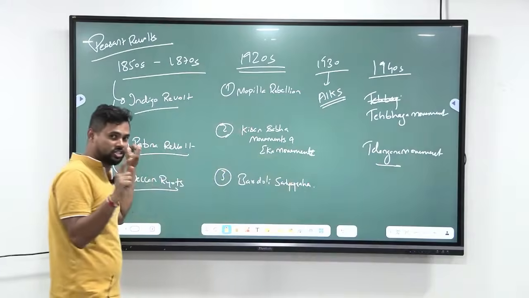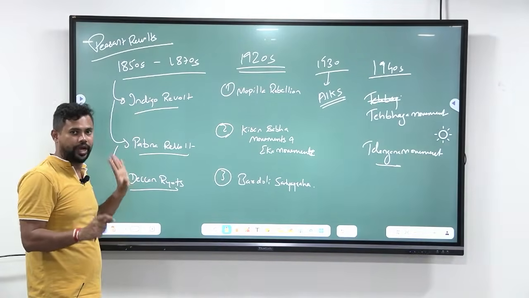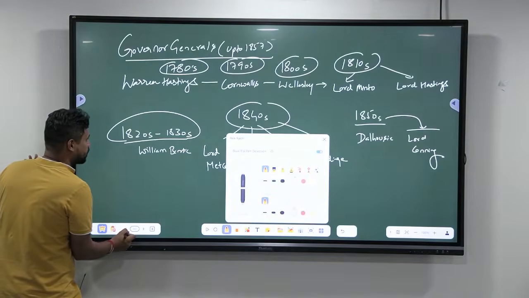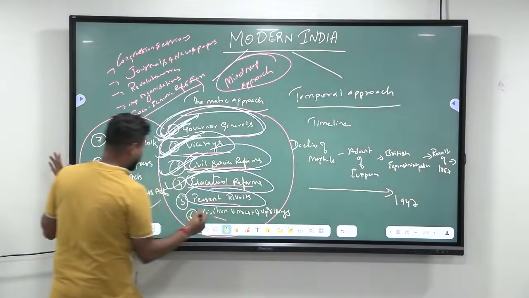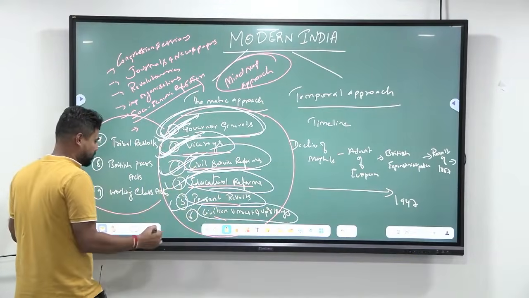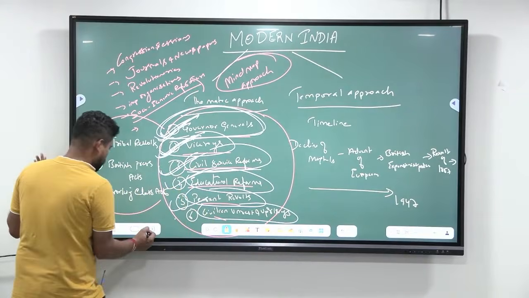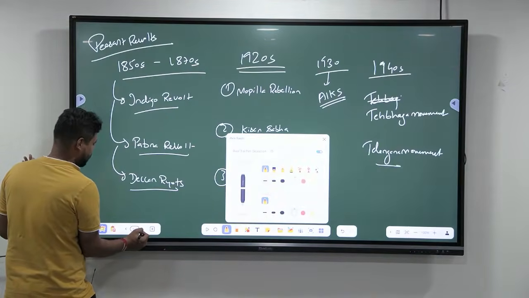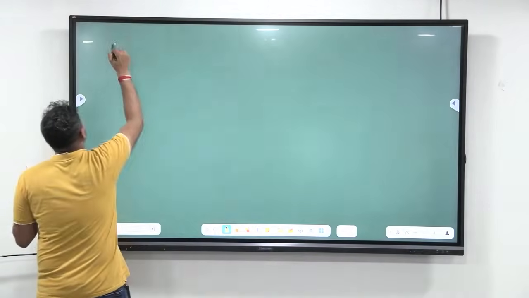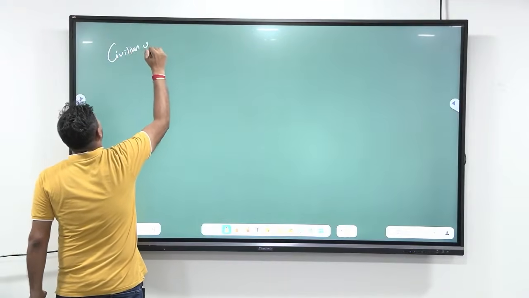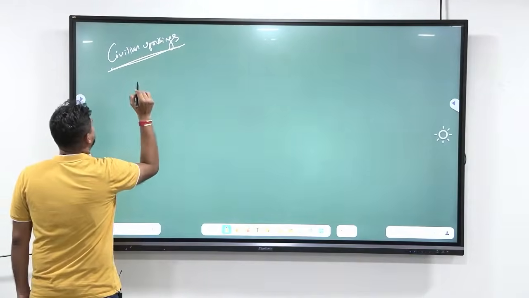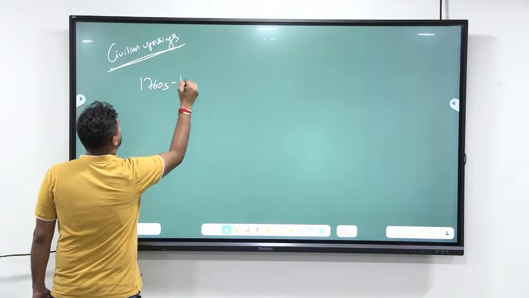So overall, this is the mind map of Peasant Revolts. Okay, keep it here. Let us go back to the main page and go to the next thematic. So we are done with the Peasant Revolts. The next is civilian unrest or civilian uprisings. Go to the new page and write down civilian uprisings. Now let us start off from 1760s to 1800s.